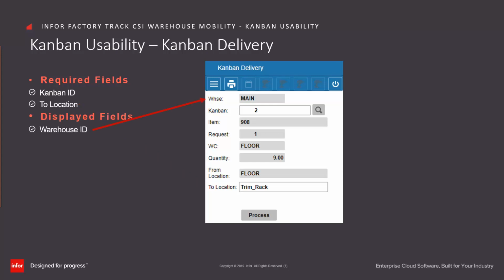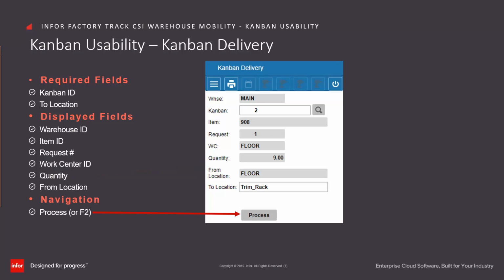Factory Track displays the following associated with the staged Kanban selected: the warehouse, the item, the request number, the work center, the quantity, and the from location. Click on the process button to process the request. Click on the back button to go to the previous screen.